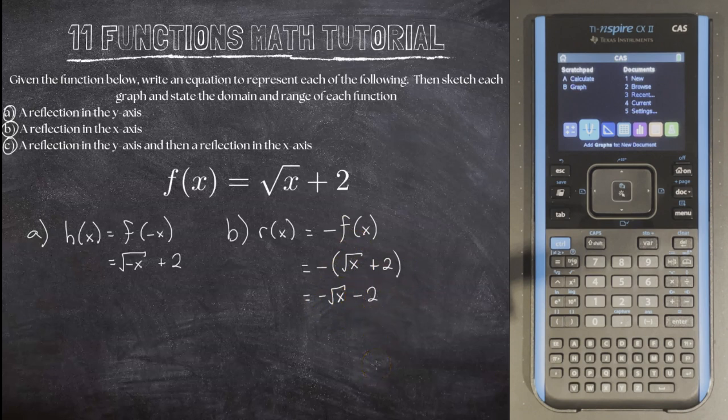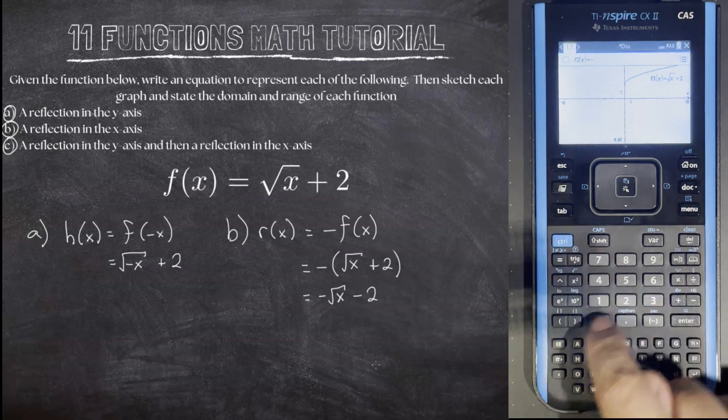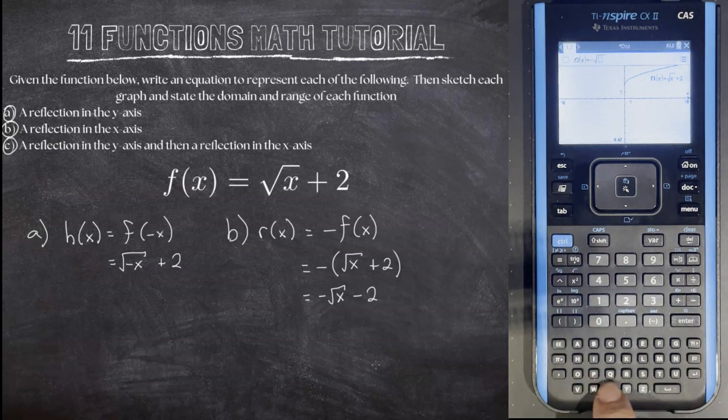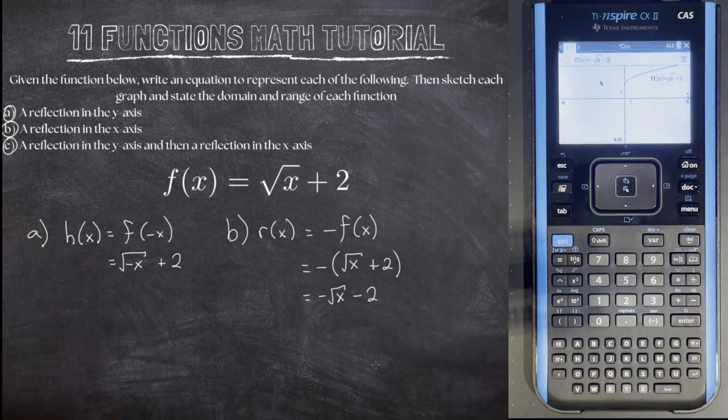Now let's compare these functions r of x and f of x on our graphing calculator. All right, let's see what a reflection about the x-axis looks like. So we've got our original function there. So we calculated that this one would be minus the square root of x minus 2. So now it's like if we had a mirror along the x-axis, we perfectly flip that function around to the other side of that axis.